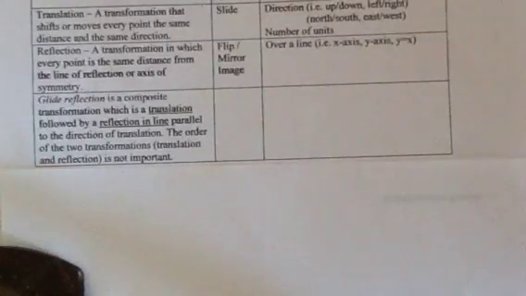The 4th transformation is a glide reflection, and it's just a composite of the translation and the reflection. And the reflection line must be parallel to the direction of the translation. And we'll see that as we work through some problems. The order of the 2 transformations is not important. So our instructions here would be a combination of translation and reflection. We would have to tell all of those things.